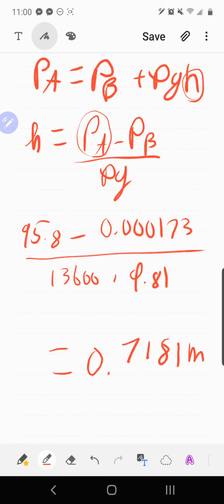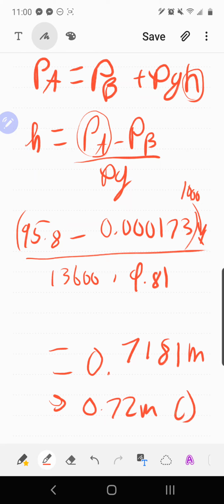One thing I did forget to mention up here at the top, we have to change our kilopascals into pascals, so this is going to be a 1,000 factor multiplied to change this to pascals, since that is necessary. This answer is most closely resemblant to 0.72 meters, which is answer choice C.